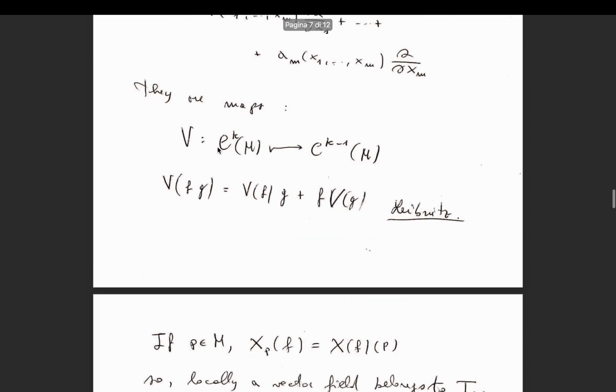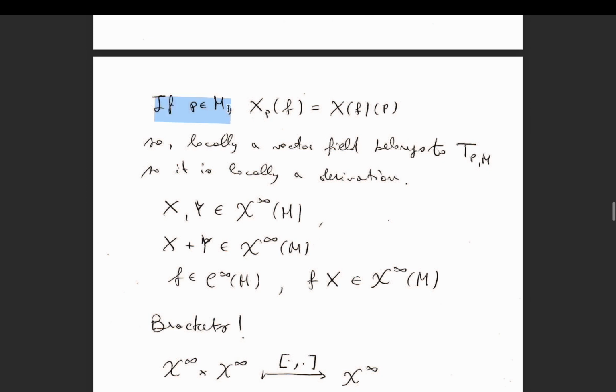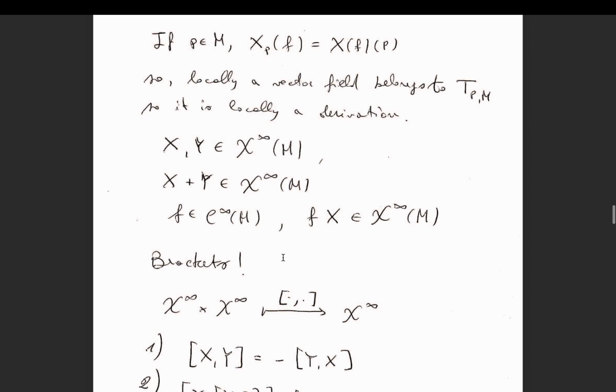Furthermore, if we restrict a smooth vector field to a given point P of the manifold, we obtain a derivation, so an element of the tangent space to the manifold at the point P. Obviously, the sum of two vector fields is a vector field, and the product of a smooth function and a smooth vector field is also a smooth vector field. We call K infinity the set of all smooth vector fields.